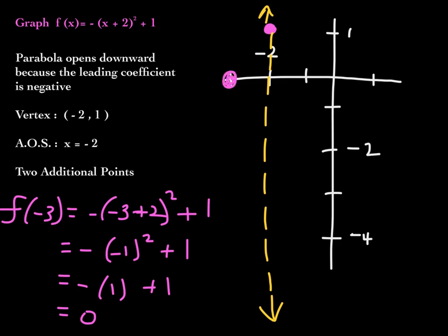Now, the second point that you and I generate will be found by using symmetry. If (-3, 0) is on your parabola, then (-1, 0) is also on my parabola. I found that using symmetry.